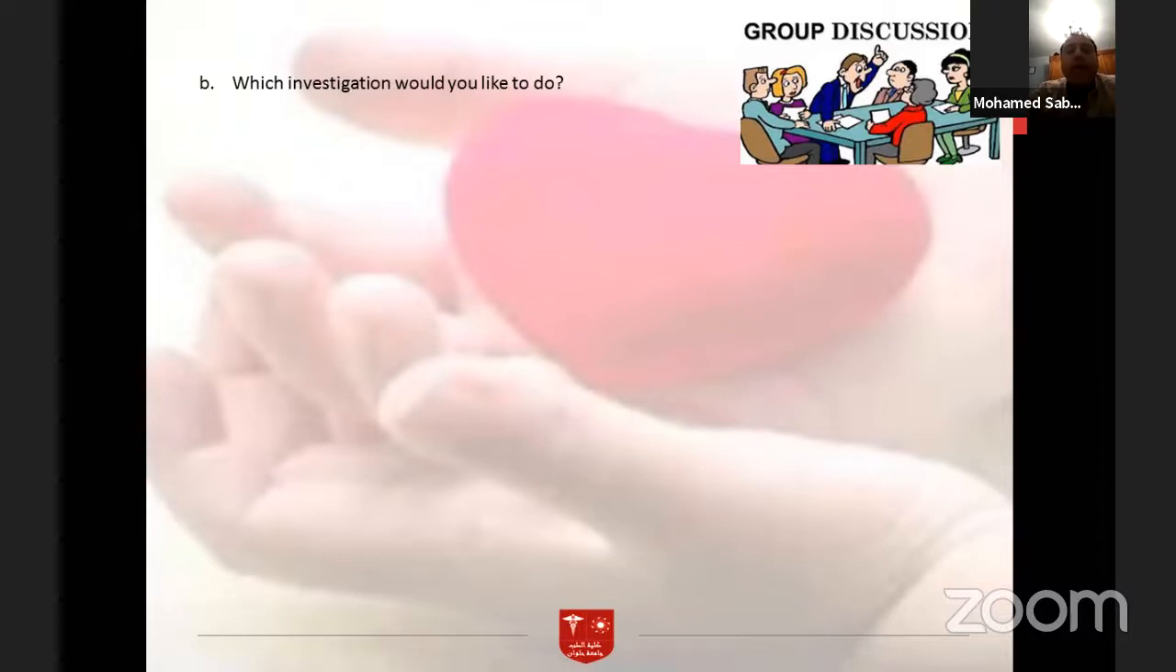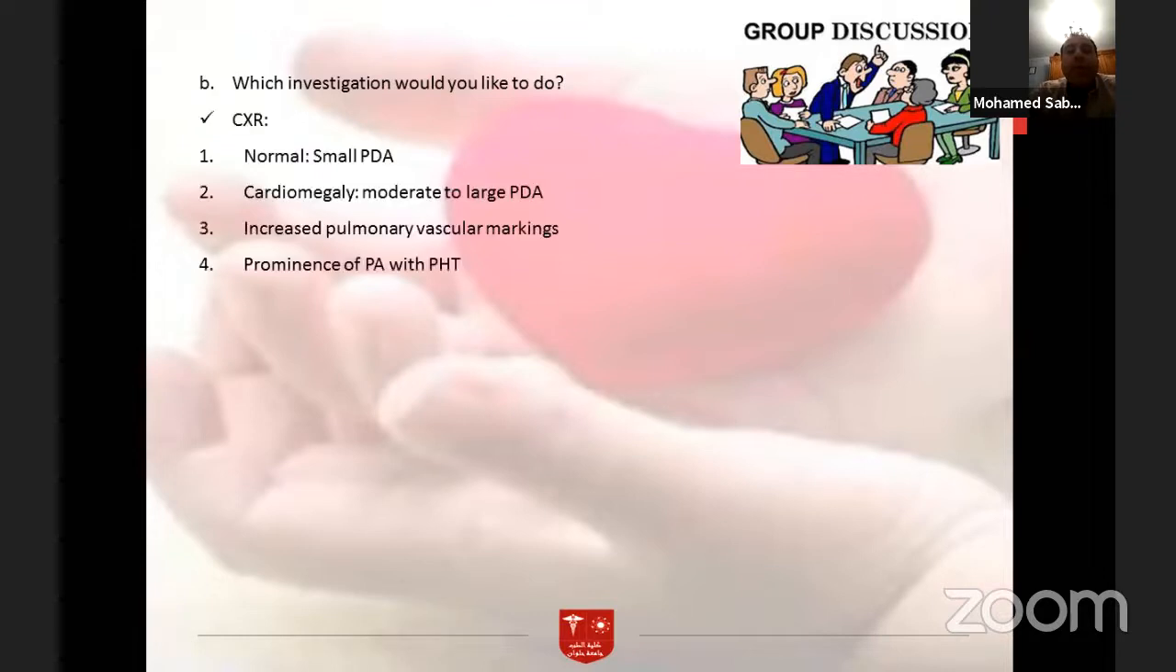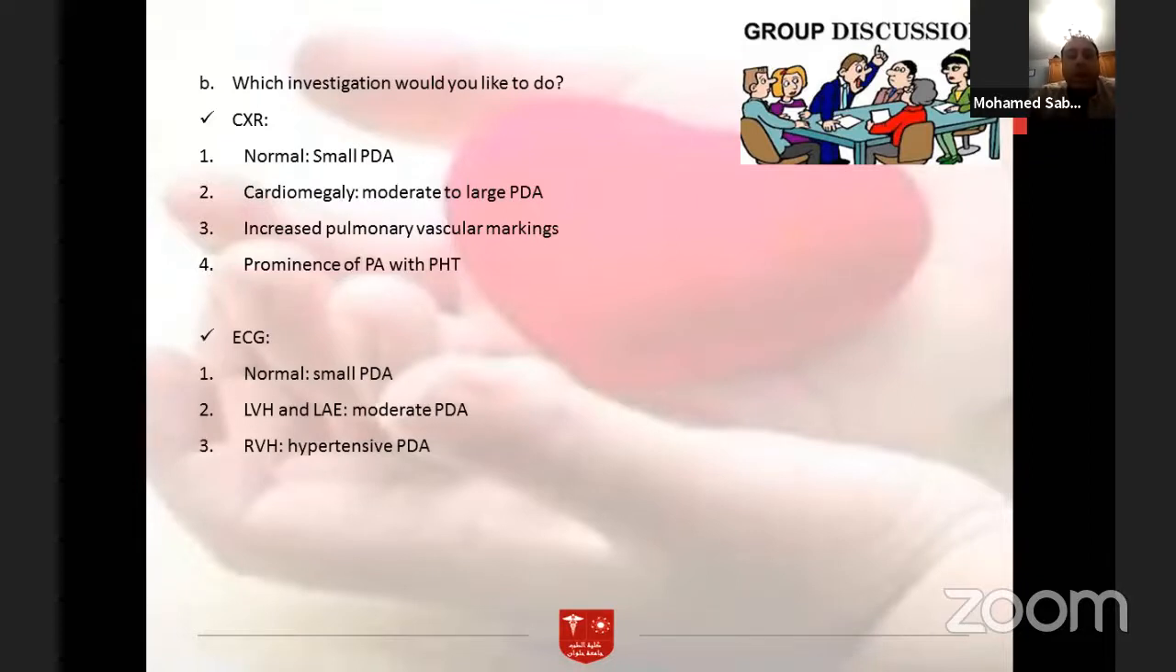So we start with simple investigations like ECG and chest X-ray. And as Dr. Khalid mentioned, PDAs usually affect earlier the left side of the heart. So we expect in chest X-ray the cardiomegaly to be with a prominent left ventricle and pulmonary artery, and we expect the ECG to show us left ventricular hypertrophy. So regarding chest X-ray, if we have a small hemodynamically non-significant PDA, it is usually a normal chest X-ray.